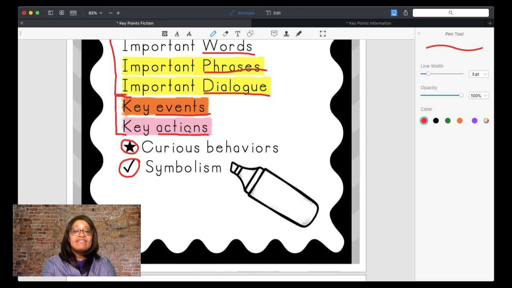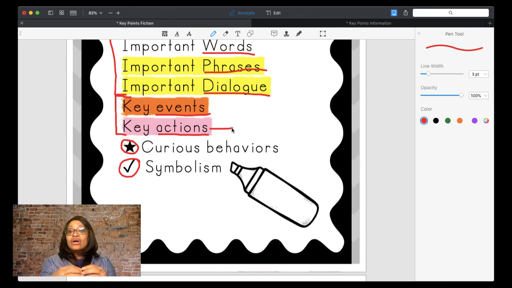And then we have key actions. So now we have this happening. What was an action that happened? It could have been done by the character, or maybe done by a supporting character, or done by something in the setting. So these key actions are also a part of that analysis.